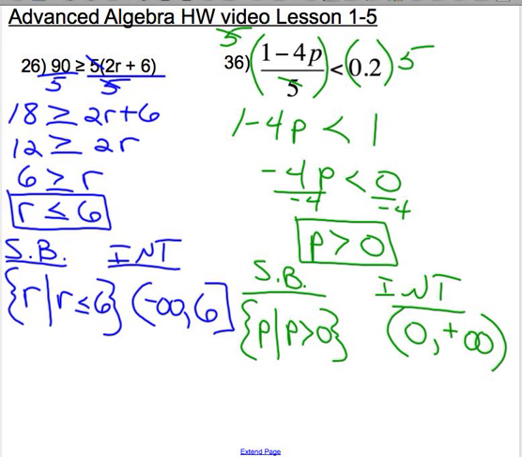No brackets, because I don't want to include 0, and I can never get to negative infinity. Infinity, negative infinity, always get parentheses, never brackets.